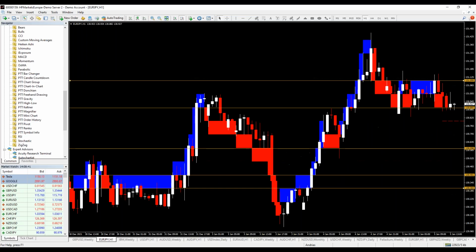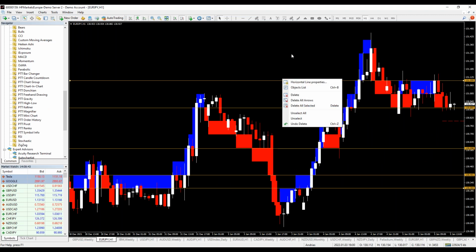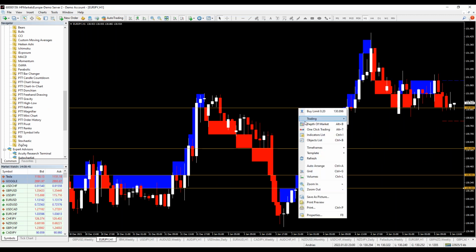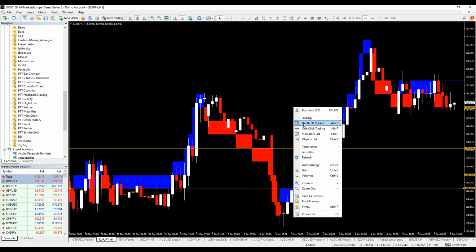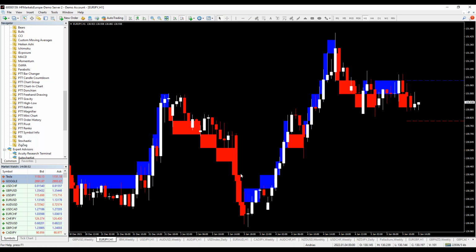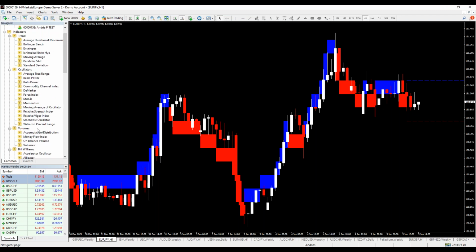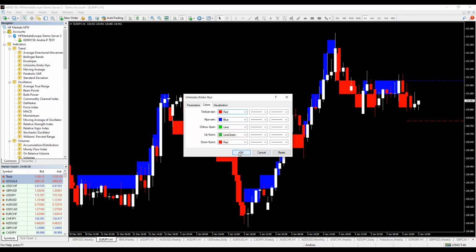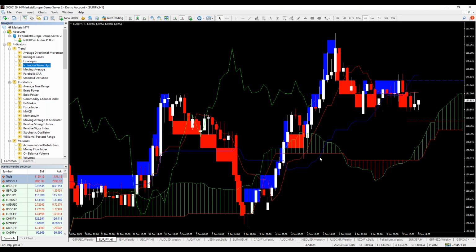So now let's put on, so here is my dollar yen. Let's put on also Ichimoku before we finish the session to have a better understanding of how we can combine these two indicators. So I have already Renko on. Let me put Ichimoku on as well. Perfect.